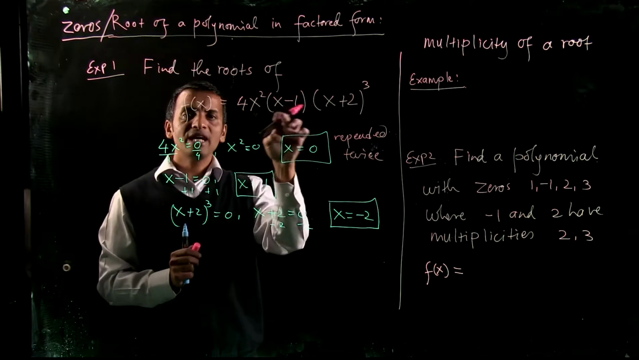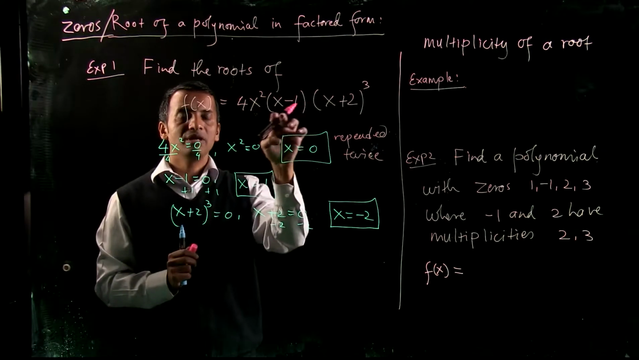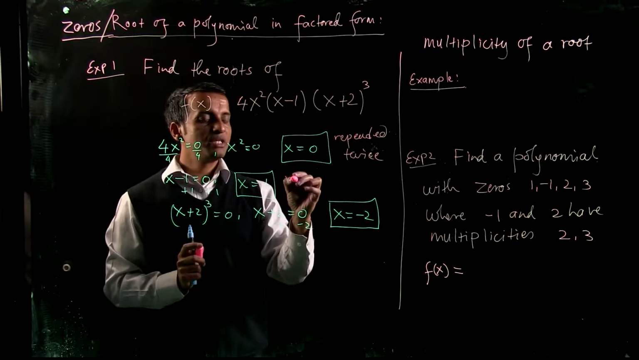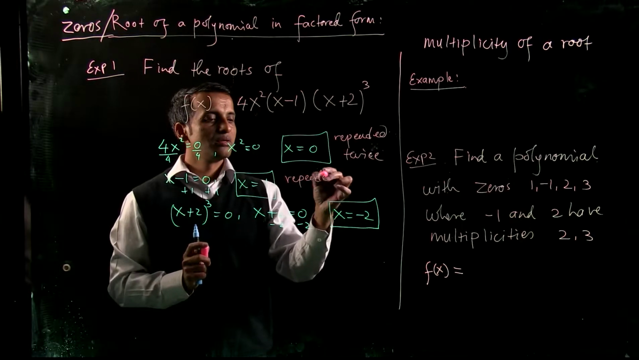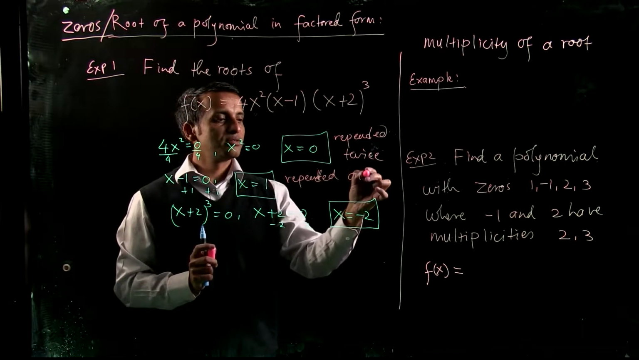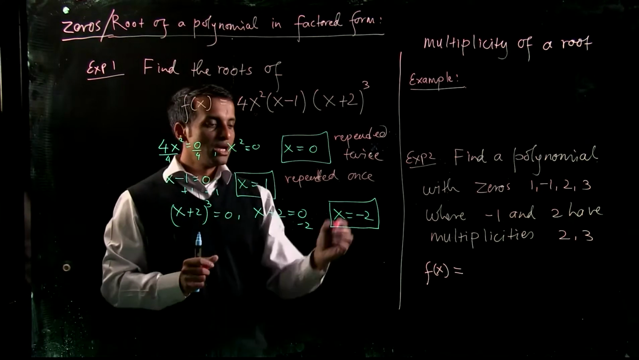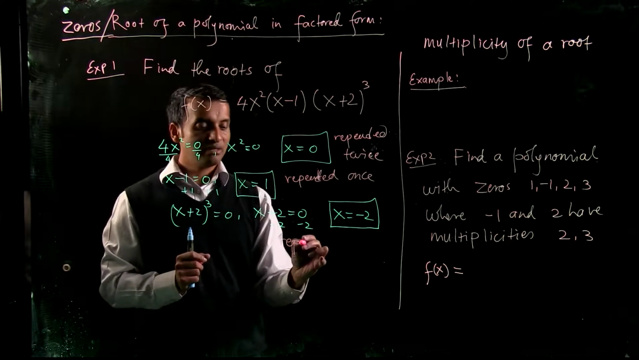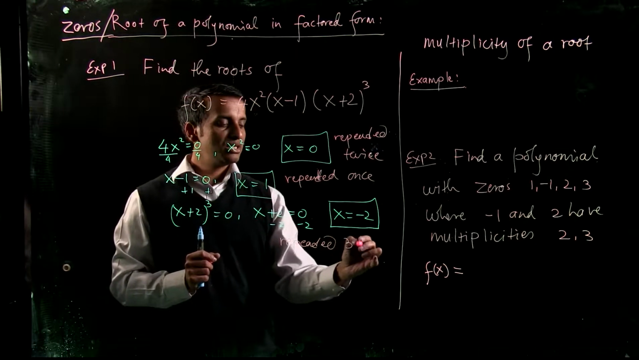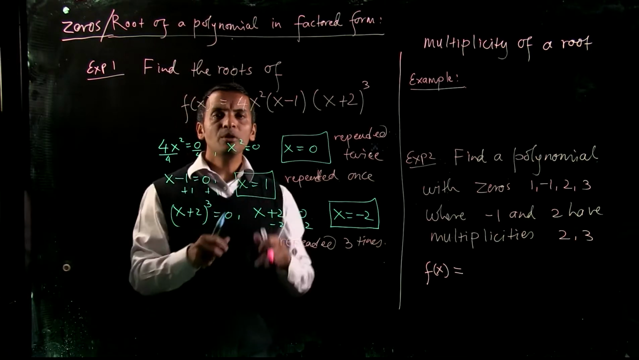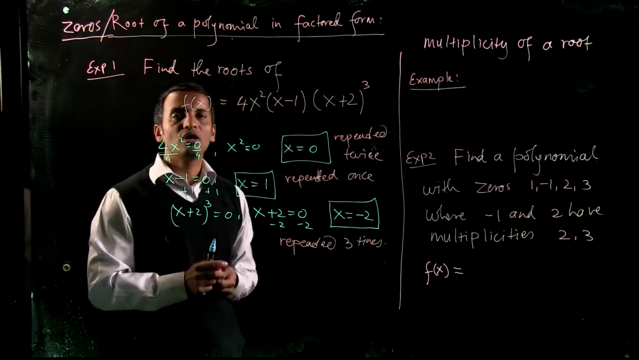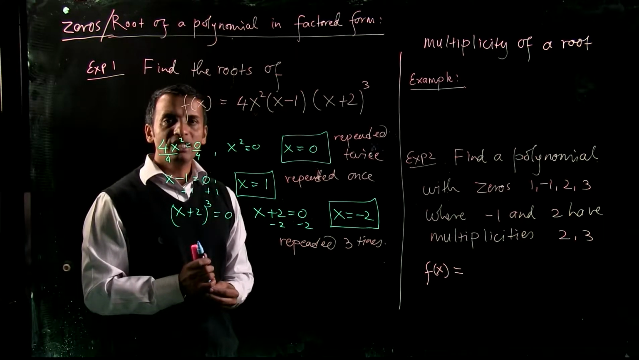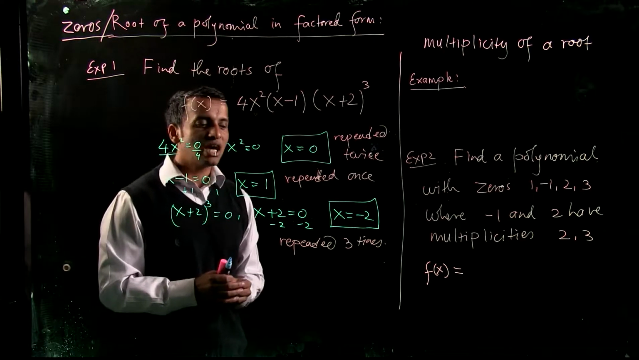But x equals 1, from x minus 1, is repeated just once, no worries about that. So it is not repeated, it is just once. But here x equals negative 2 is obtained from (x plus 2) cubed, and it is repeated 3 times, right? So the number of times a root is repeated is called the multiplicity of the root.